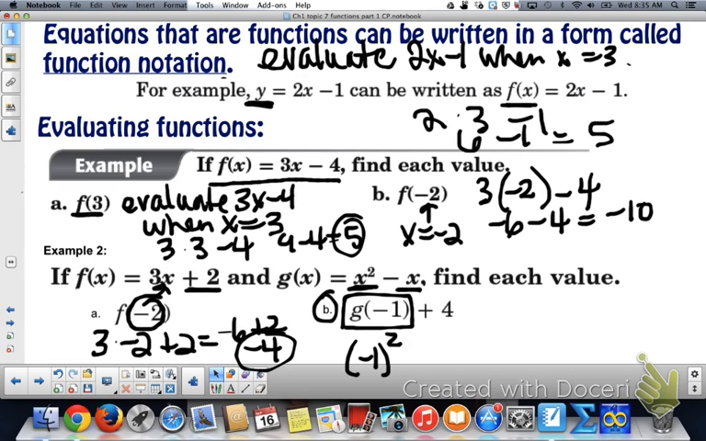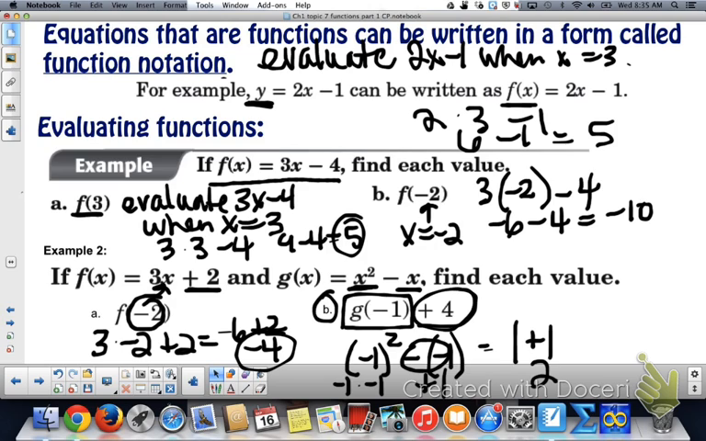Okay, negative 1 squared minus a negative 1. A little tricky. Okay, now negative 1 squared means negative 1 times negative 1, which is 1. Minus a negative, when you have minus a negative like that, that means that we can change that to plus 1. So now we have 1 plus 1, which is 2, and then don't forget this plus 4. So 2 plus 4 is 6.